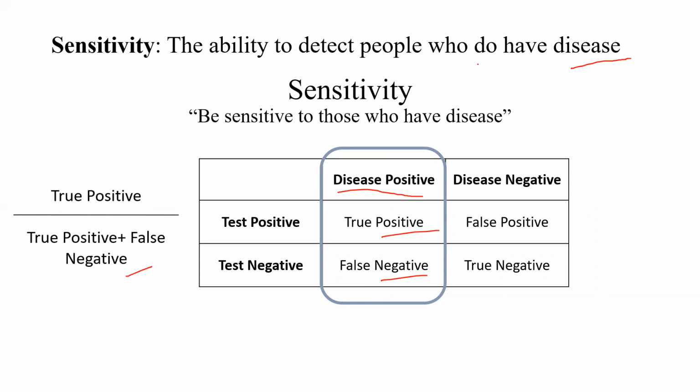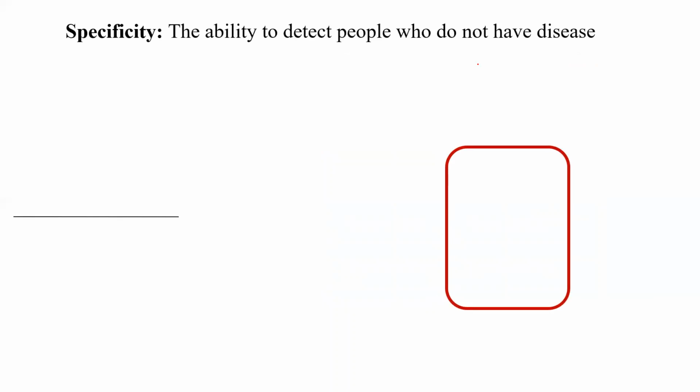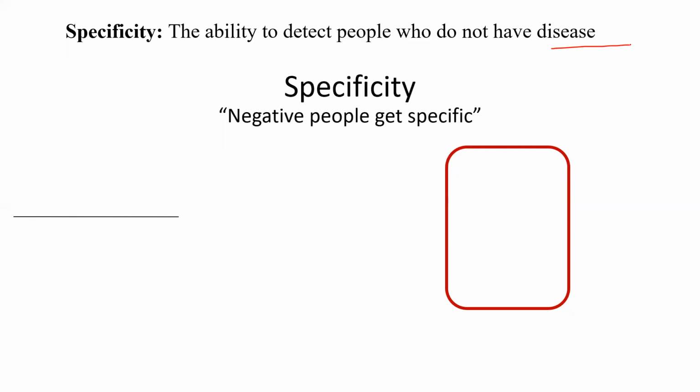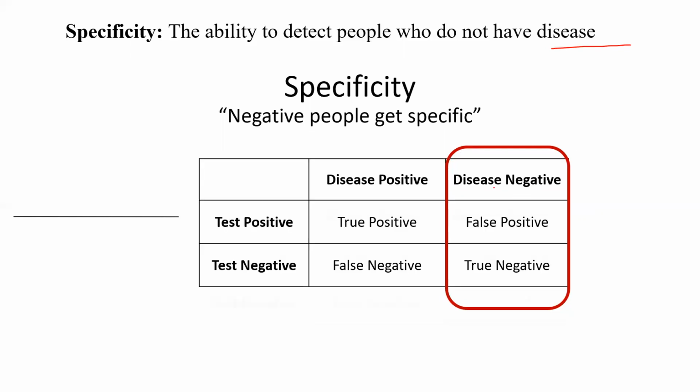Now we need to understand what specificity is. Specificity means the ability to detect people who do not have the disease. The negative people are identified specifically, so total disease negative means false positive plus true negative. So specificity means true negative divided by true negative plus false positive. This is the formula for calculating specificity.